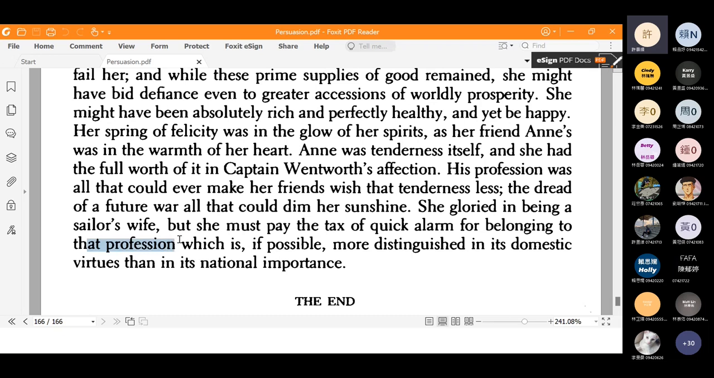That profession, being a sailor, which is more distinguished in its domestic virtues than in its national importance. Which means that being a sailor gives you more importance at home than being a sailor truly deserves. Like being a sailor is not that important for the nation, right? 比起对国家的重要性. So like Jane Austen is saying that people in that society treated sailors too good compared to their actual importance.